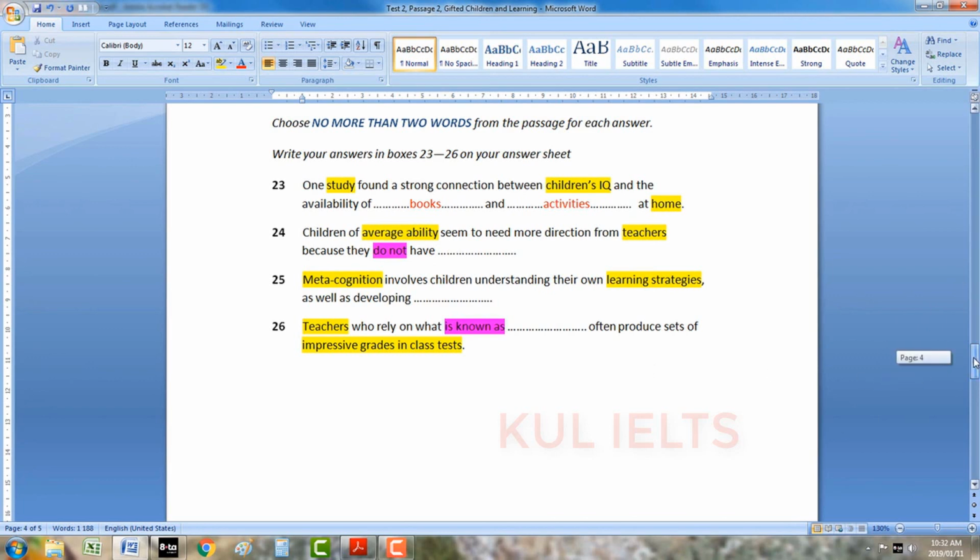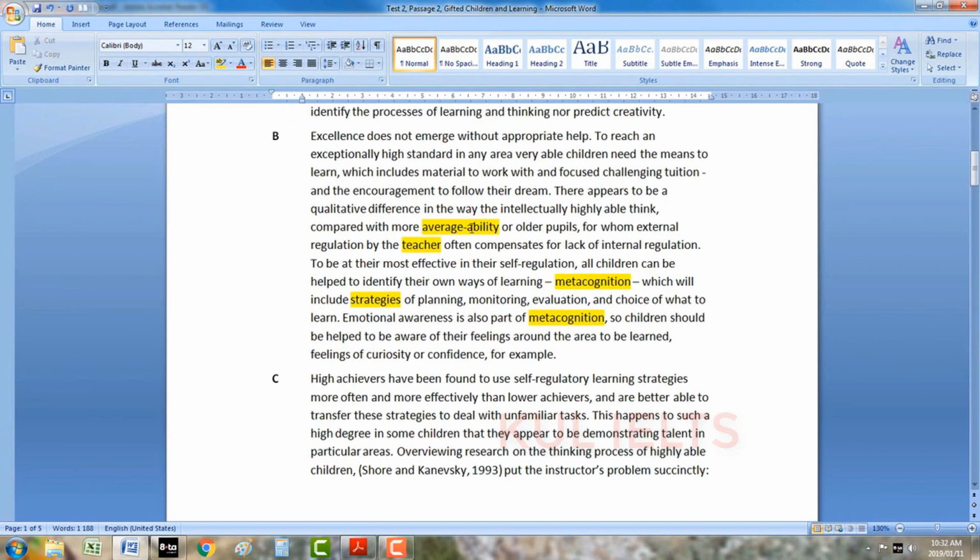What don't these children have? Compared with the average ability of older pupils for whom external regulation by the teacher often compensates for lack of internal regulation. And this is metacognition. This is the next one. So it's not going to be this sentence. It's this sentence over there. So now, pause the video. Can you see the negative in that sentence? They do not have what?